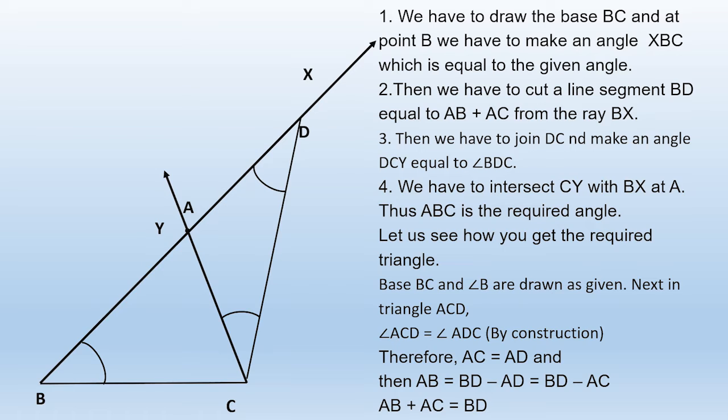Let us see how you get the required triangle. Base BC and angle B are drawn as given. Next, in triangle ACD, angle ACD is equal to angle ADC by construction. Therefore, AC is equal to AD, and then AB is equal to BD minus AD, which is equal to BD minus AC. So AB plus AC is equal to BD. An alternative method can also be used.